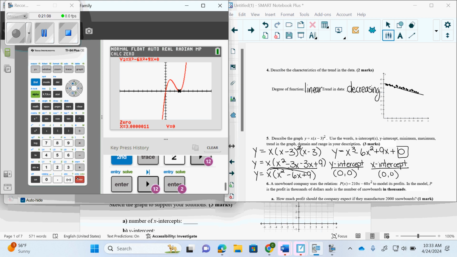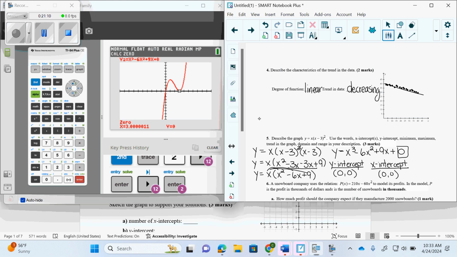All right. So this one is 3, and there's 2 of them there. How do I know that? Look, I have x minus 3 and x minus 3 and 0. So I have an x-intercept at 0, 3, and 3. So 3, 0.